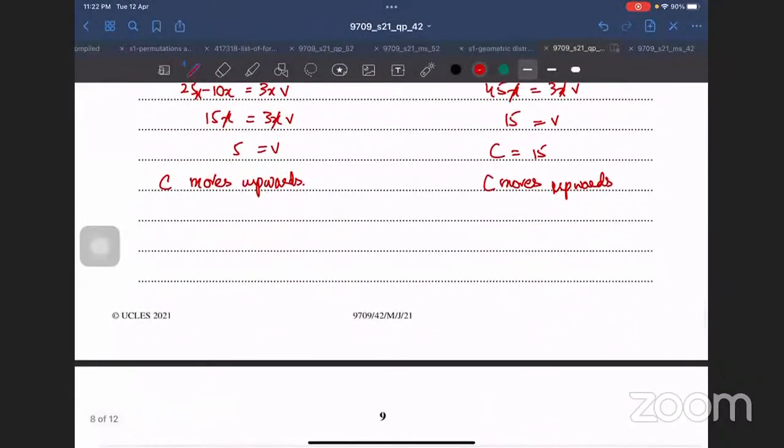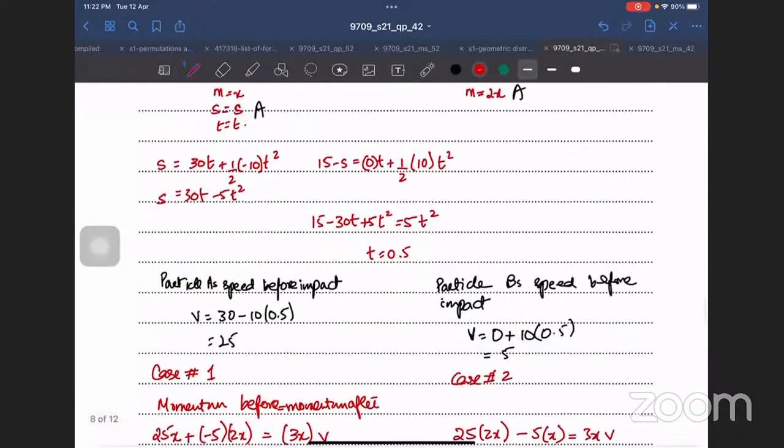Okay, so what is going to happen is C is already at a certain height. I've not found that certain height. What I should do here is find that height, and that height is 30 into 0.5 minus 5 into 0.5 squared. I get 13.75.